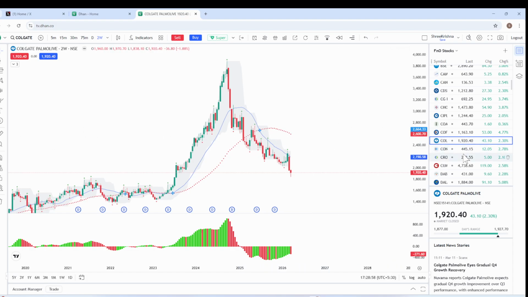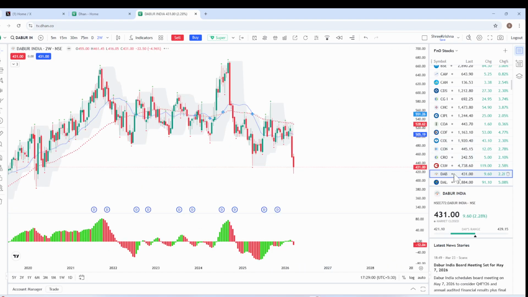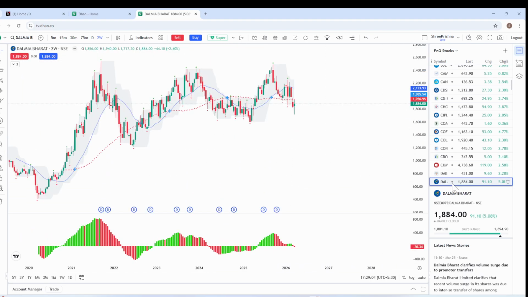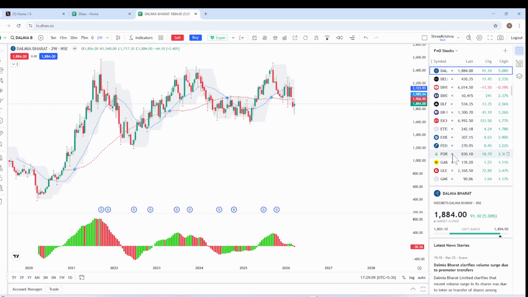Leave this one. Dabur, gone. This is sideways. Dalmia.